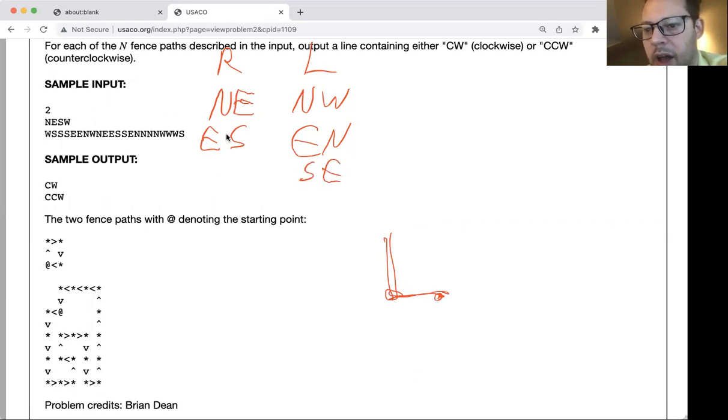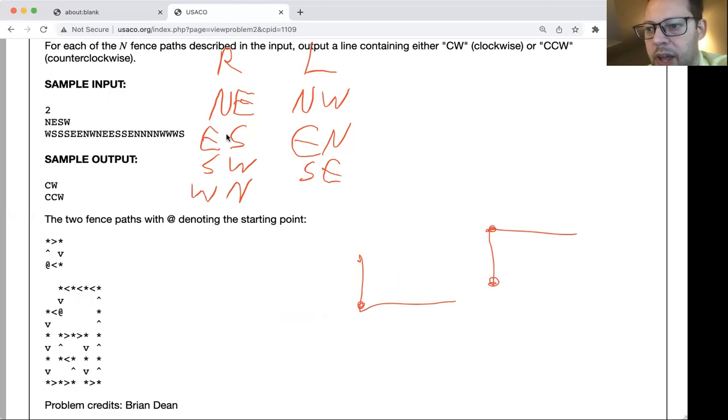If I was going south and I went west, that is a right turn, southwest. Last 2. If I was going west and then suddenly went north, west north is a right turn. And if I was going west and then suddenly went south, that would be a left turn. So west, south is a left turn.